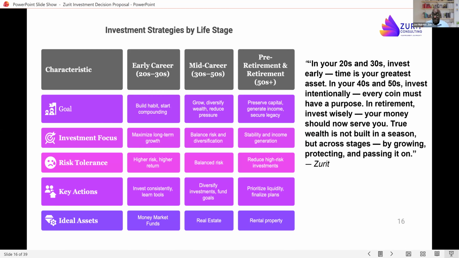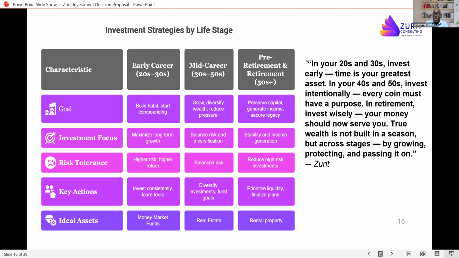And the diversification helps, because the diversification then ensures you've got an extra coin to help you take care of these things that are coming in. And when you're in your 50s plus, it's important then that your investment focus is on stability and income generation. So if you can see, at all these levels, you can start your investment.